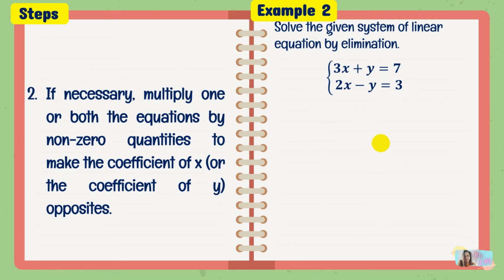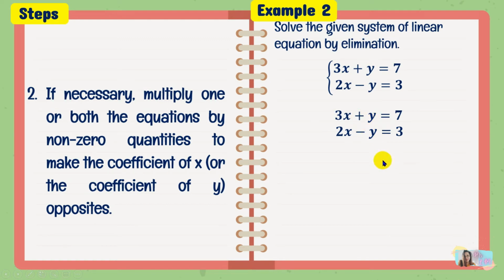But in this case, kung mapapansin nyo po, meron na tayong variable with numerical coefficient na 1 na additive inverse niya agad yung term dun sa kabilang linear equation. So, alin po yun? Ito pong positive y at itong negative y. So, we don't need to multiply a number pa. Kaya nga po, if necessary yan, kung kinakailangan lang daw pong mag-multiply tayo ng number, we have to multiply. But in this example, hindi na natin kailangan mag-multiply kasi meron na tayong additive inverse.